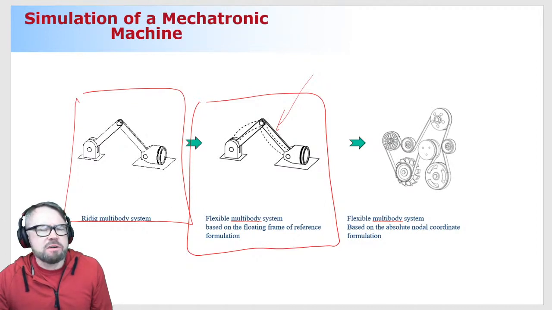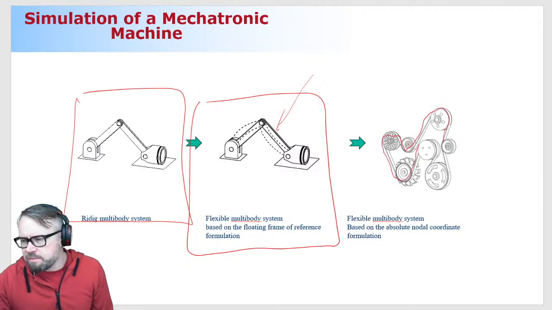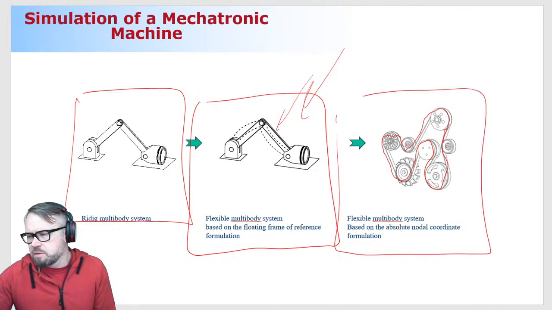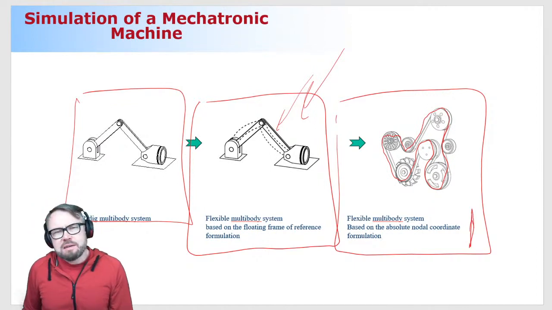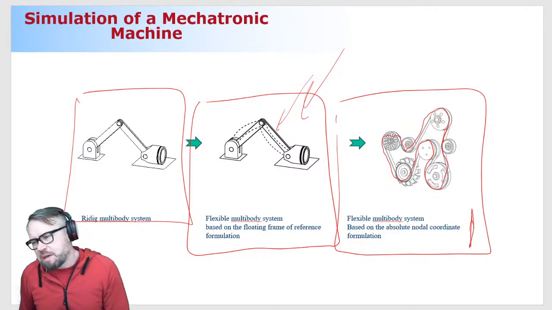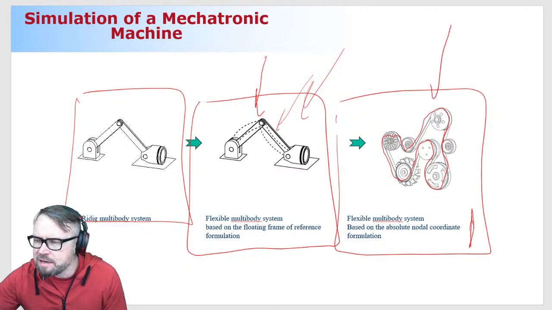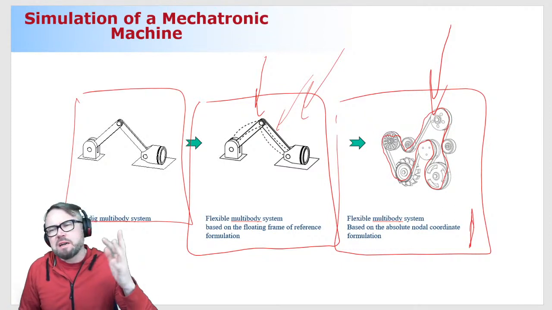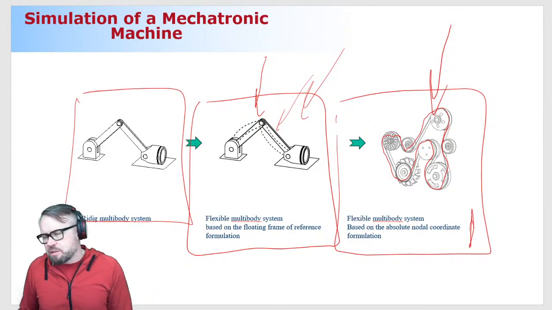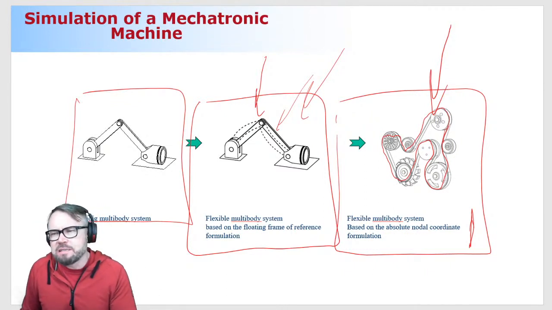But if you want to deal with very large deformation, say the belt, which is definitely experiencing very large deformation because it's like this, then you cannot use this method anymore, and you need to jump to other methods. One option that is sometimes used is called the absolute nodal coordinate formulation. If you go back and check my publications, many of them are related to this technique. It is how you can deal with the very large deformations needed in modeling of cables and belts. There are many different practical applications where that is needed.